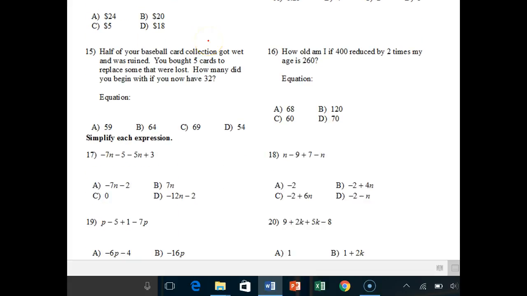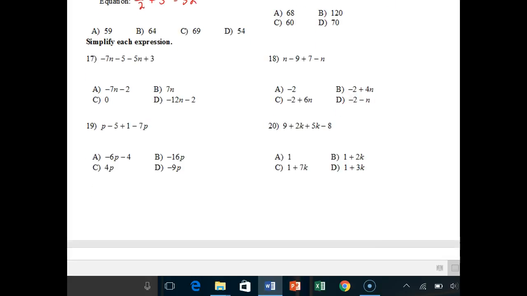Half of your baseball cards got ruined. You bought 5 cards to replace some that were lost, so x over 2, sorry, that's x plus 5 because you bought 5 more. Now you have 32. And how old am I if 400 reduced by 2 times my age? 400 minus 2 times my age, x is equal to 260. So I've done the equations, you solve them.